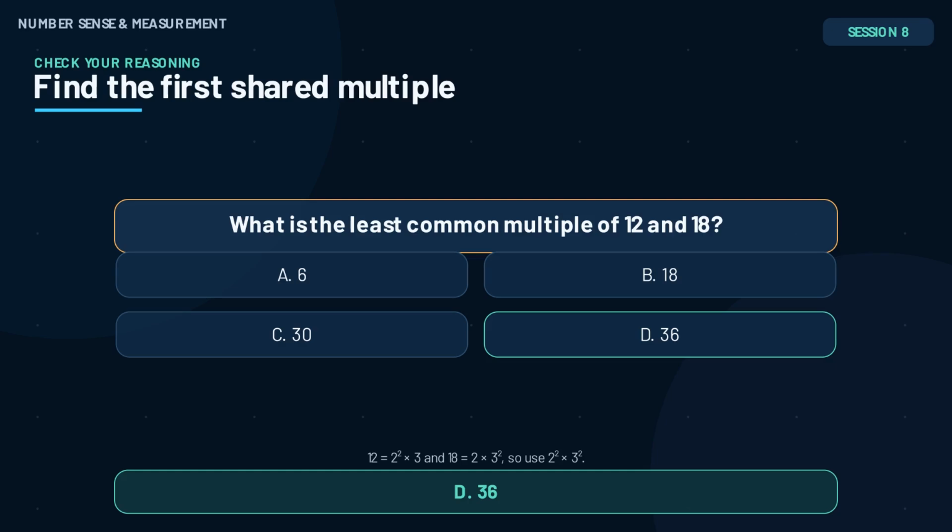Checkpoint. What is the least common multiple of 12 and 18? 12 is 2 squared times 3. 18 is 2 times 3 squared. Use the larger power of each prime. 2 squared times 3 squared equals 36. Both original numbers divide 36.